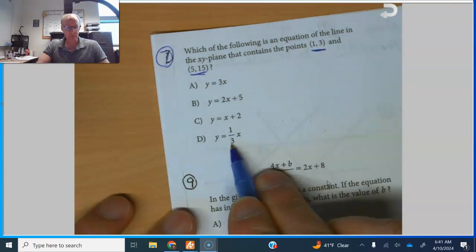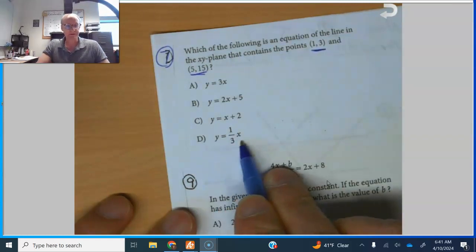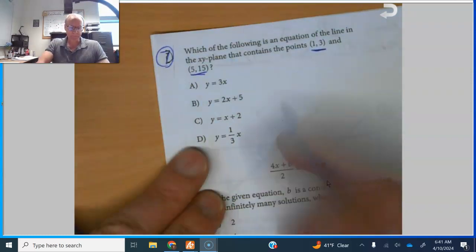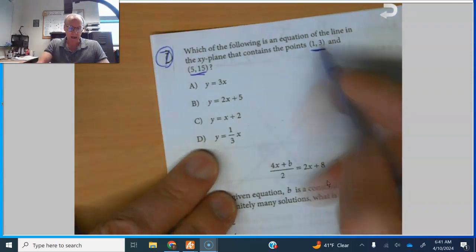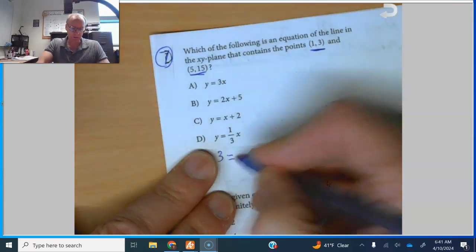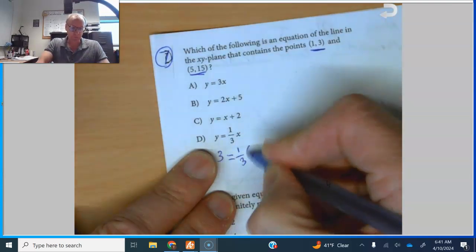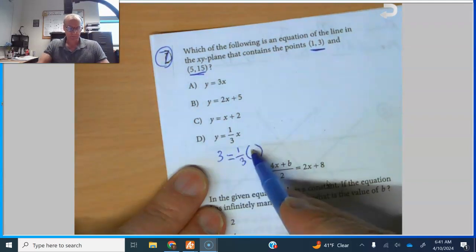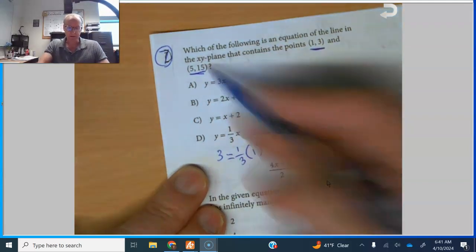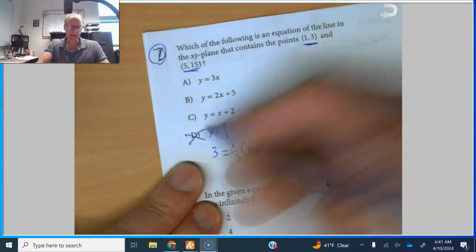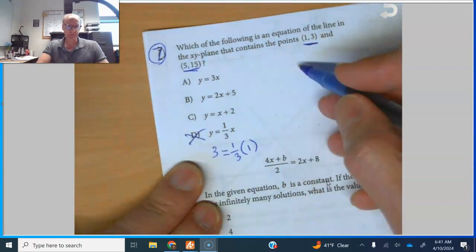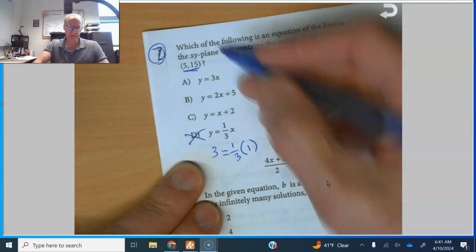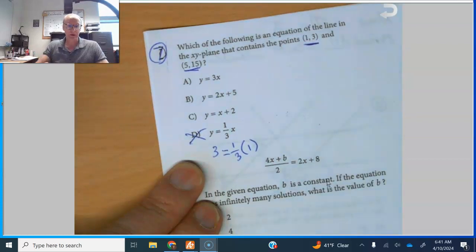Let's see if this one is true right here. y is equal to 1/3 times x. Well, let's see. Is y = 3 equal to 1/3 of 1? And clearly this is not true. You could also put in the other point. It doesn't matter which points you put in. You should be able to substitute these x's and y's into the equations and see which one is true for both. It has to be true for both.